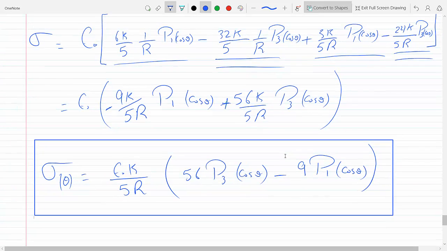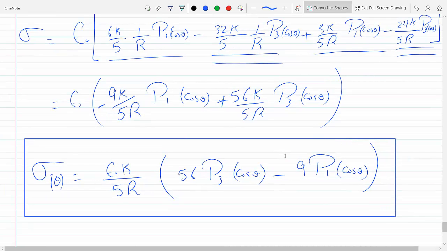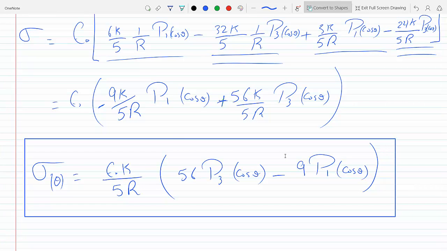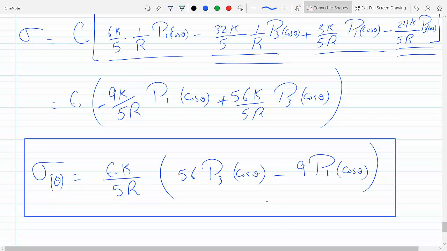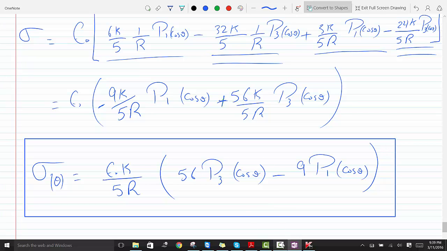Questions on that? So this question really summarized a lot. It had separation of variables, how to figure out the potential inside and outside the sphere, and the surface charge density using the boundary conditions, Legendre polynomials, and discussed some of the continuities and discontinuities across the surface.